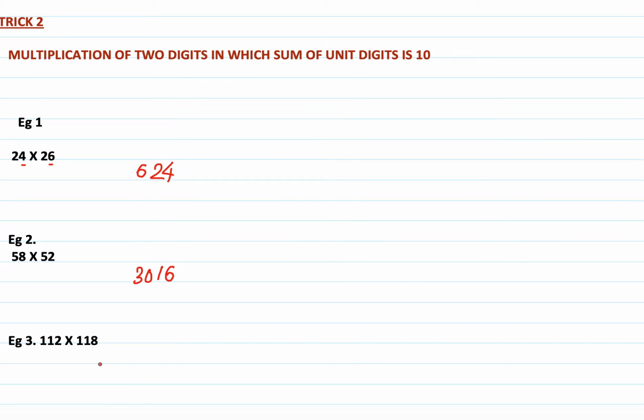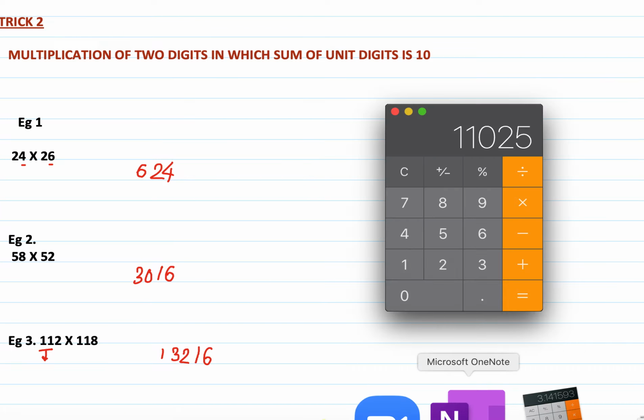Now let's take the example of a 3-digit number. 8 plus 2, 10. So 8 into 2 is 16. Now here we have 11. So take the successor of 11. Successor of 11 is 12. So 11 into 12 is 132. So our answer is 13216.